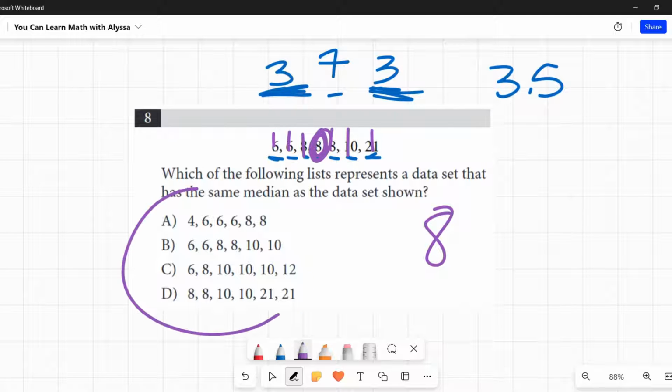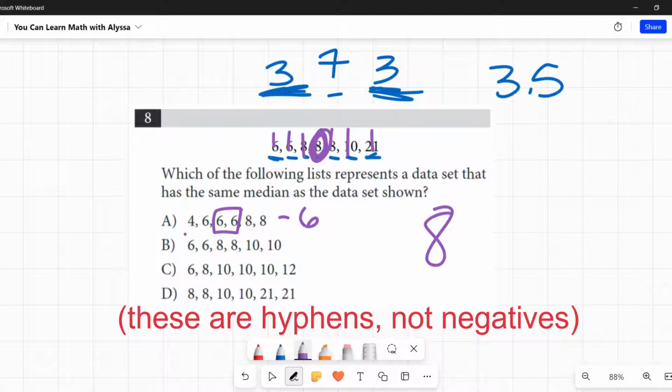Now down here, I have a bunch of lists, and I'm going to see what the middle number is. So here I have 1, 2, 3, 4, 5, 6. That's an even number. So I'm going to take the 2 middle numbers and average them. The median of this is 6. That is not the same. Look at this one, B. I have 1, 2, 3, 4, 5, 6 again. It's an even number of values. I'll take the 2 middle numbers. They are both 8. Average them together, 8.